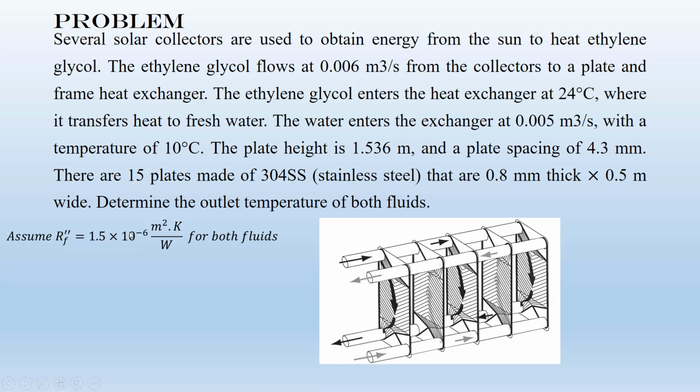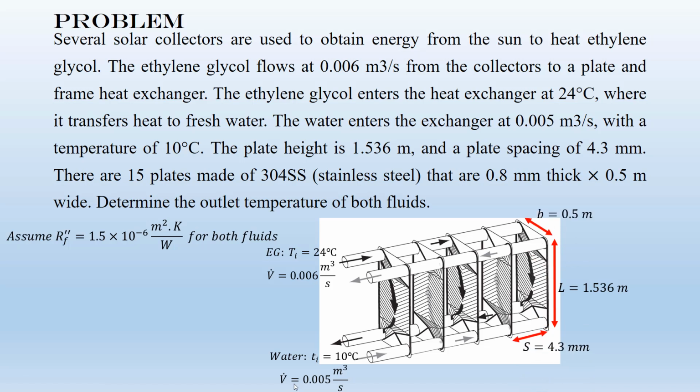Here you can see this simple schematic, with all available information. So we have the information for the hot fluid, volumetric flow rate, the inlet THI for the hot fluid, TCI for the cold fluid, and volumetric flow rate. Also, we have the L, we have the plate width, we have the spacing between the two plates, and also this is all the information.